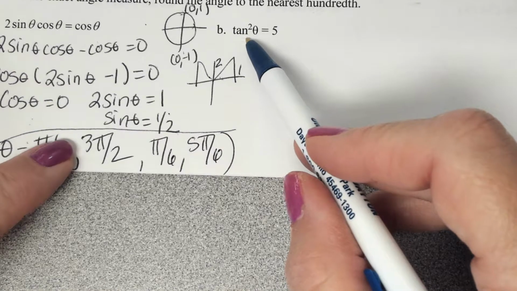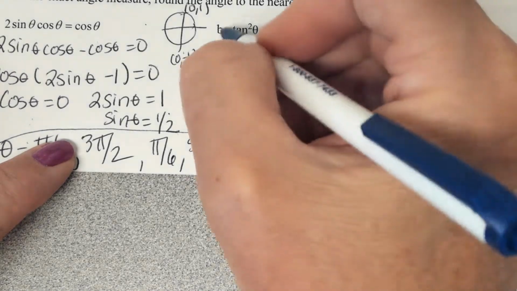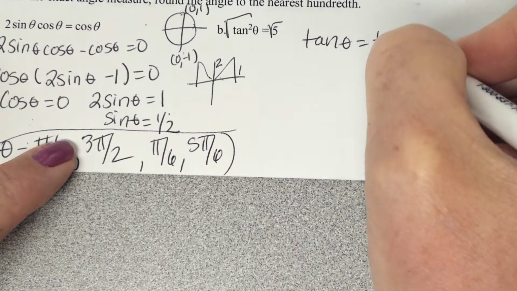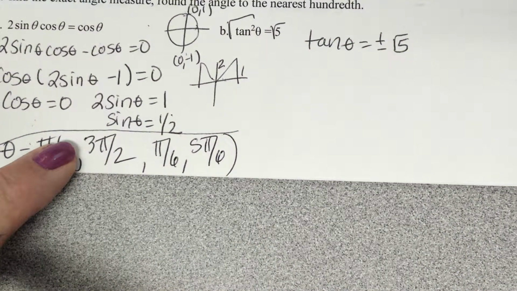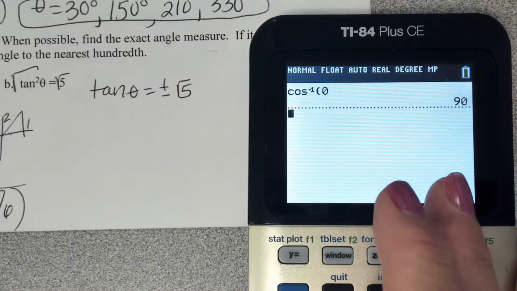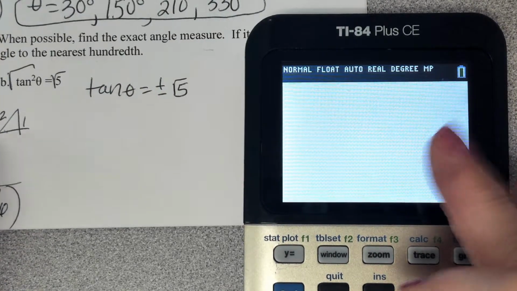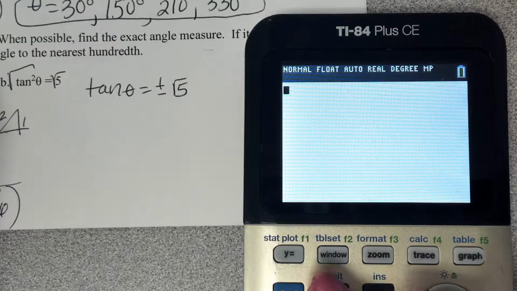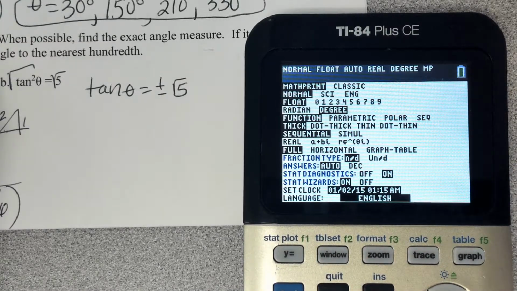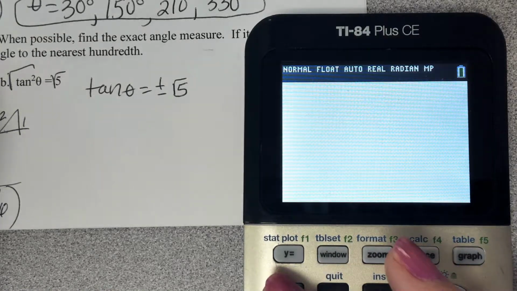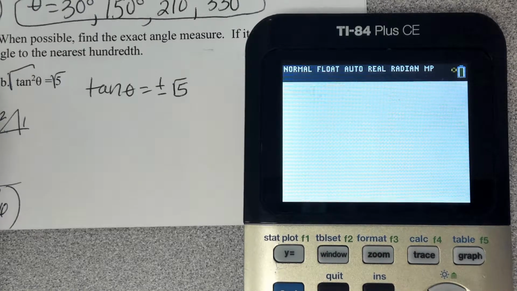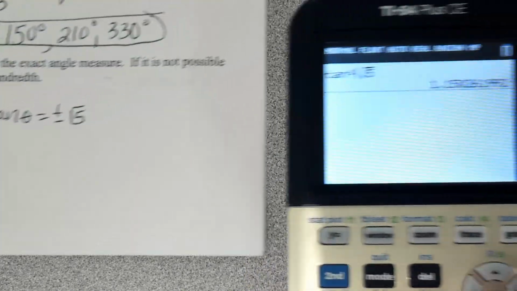Okay, and then this one. To solve this, we're going to have to take the square root of both sides, and we get tan theta equals plus or minus radical 5. Is that one of our exact ones? No. So I'm going to have to use the calculator on it. I do not want to be in degrees now because we're trying to find it between 0 and 2 pi. So I have to go to my mode. I'm going to have to go to radians. I'm going to do second tan of radical 5, gives me 1.15.